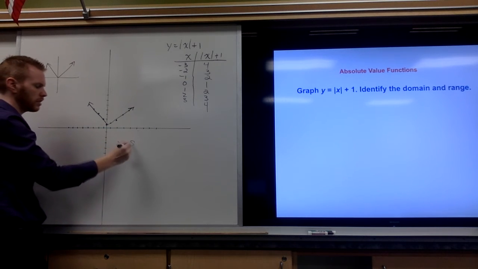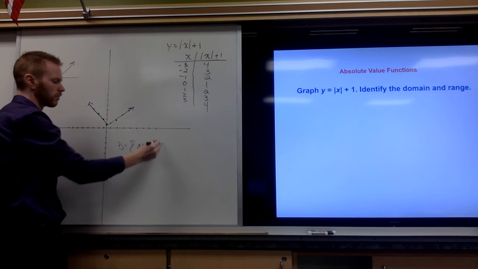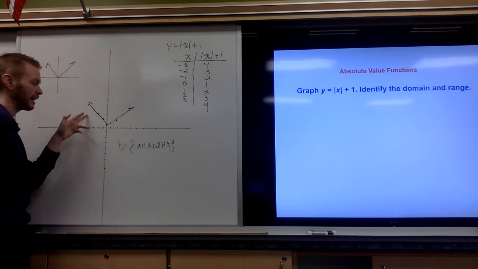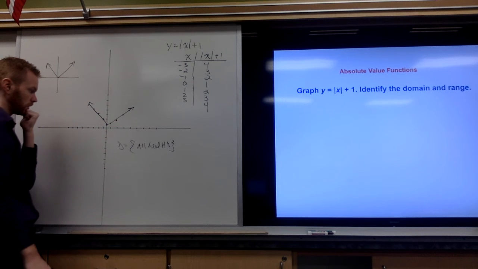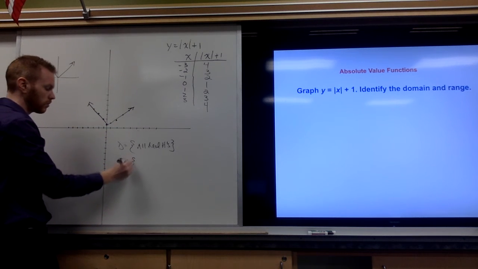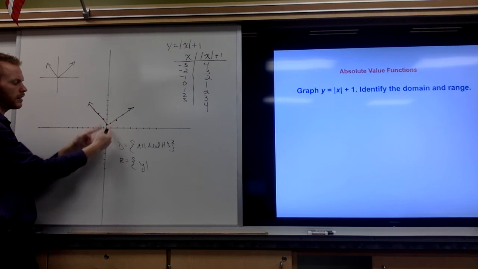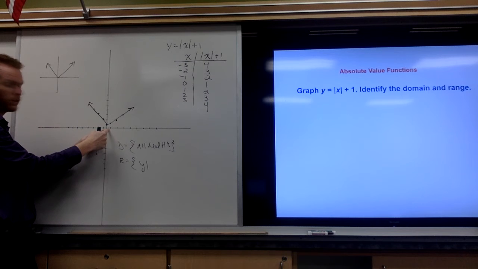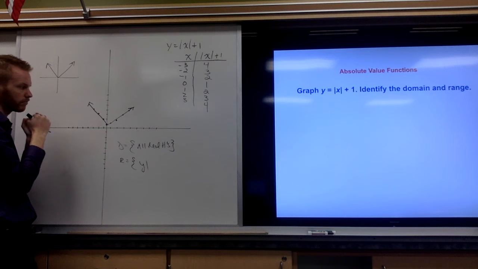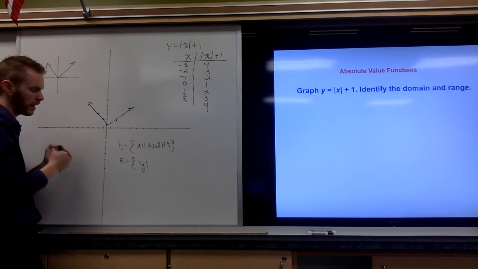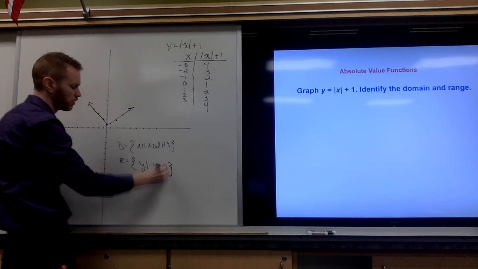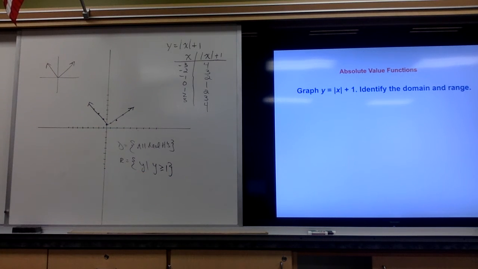So my domain is still going to be all real numbers, right? Because once again, I'm not excluding an x value. Okay? My range, well, it's y values given that what? Is 0 going to be included on this? No. 1 is, 2 is, all the way to infinity. I don't have any negative y values, so y has to be greater than or equal to 1. That's my range for that. Okay? And what else?